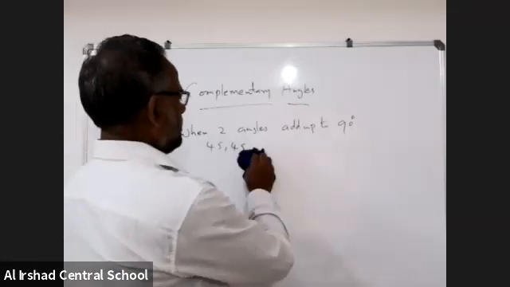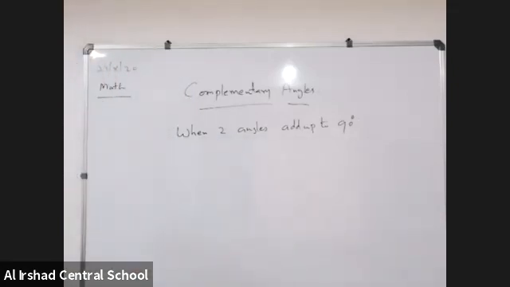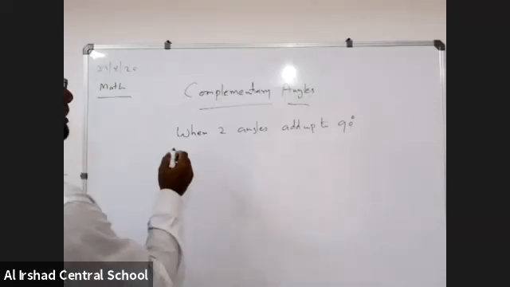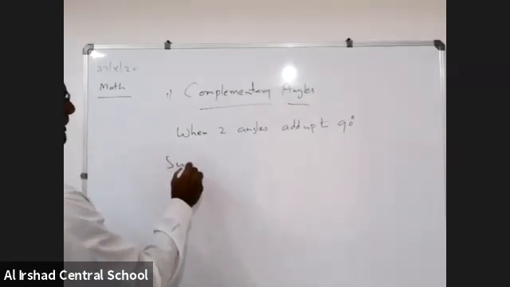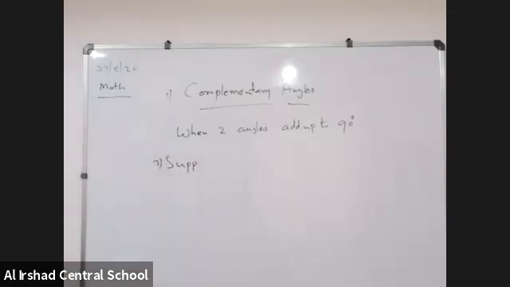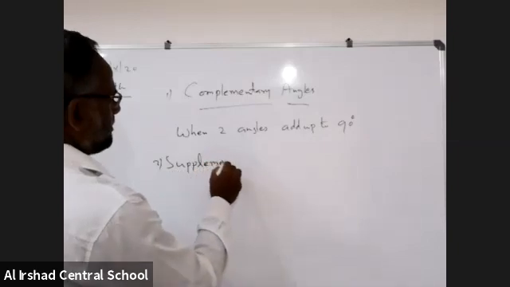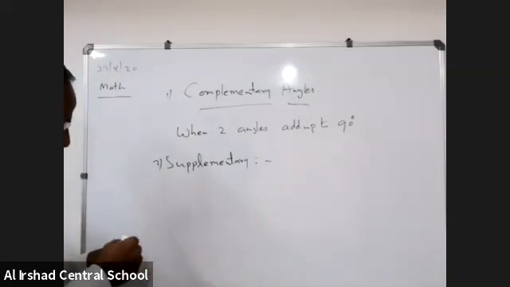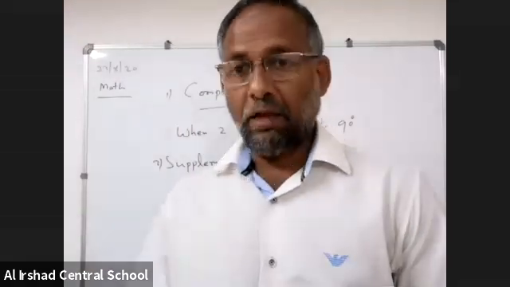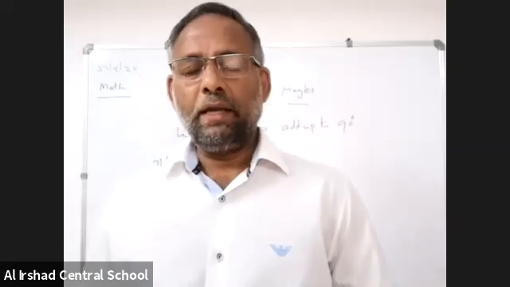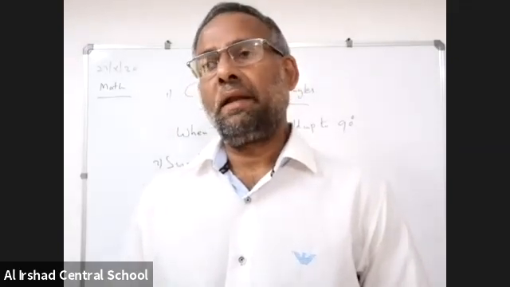Now, after complementary, supplementary. What is supplementary? Tell me what is supplementary. When two angles add up to 180 degree, or the sum of two angles is 180 degree, those angles are called supplementary angles.